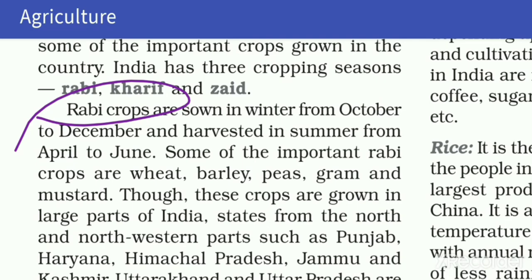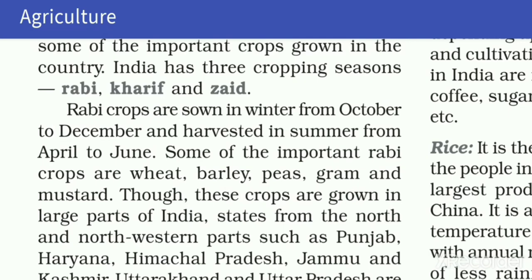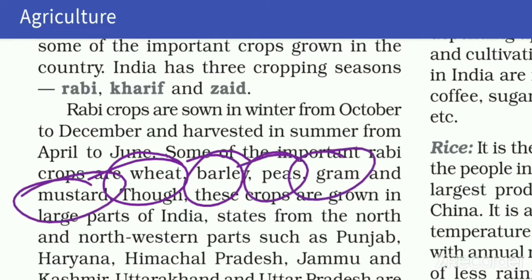Now the second sub point for Rabi crops is the main crops. Some important crops which are grown during Rabi season are wheat, barley, peas, gram and mustard. Here once again you can note it down: some important Rabi crops are wheat, barley, peas, gram and mustard.